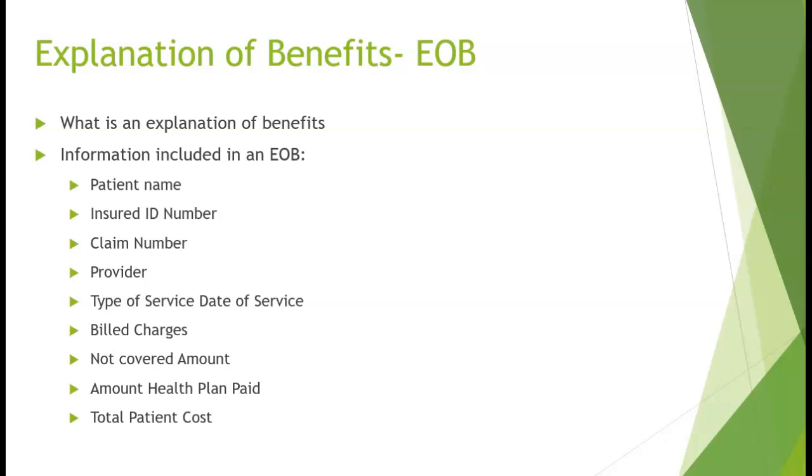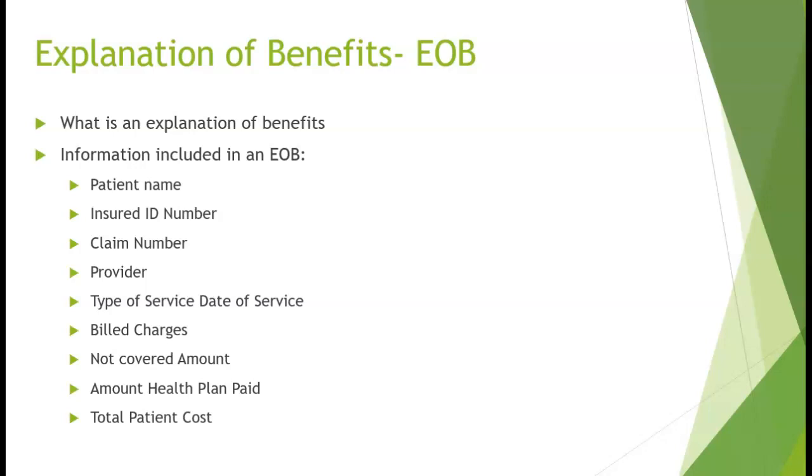It will definitely have the name of the person who received the services, so the patient's name, which could be the person that carries the insurance or it could be one of their dependents. It would also have the insured ID number, which is the identification number assigned to the patient by their insurance company. It should also match the number on the patient's insurance card. It will include a claim number, the number that identifies or refers to the claim that either the patient or their health provider submitted to their insurance company, along with their insurance ID number.